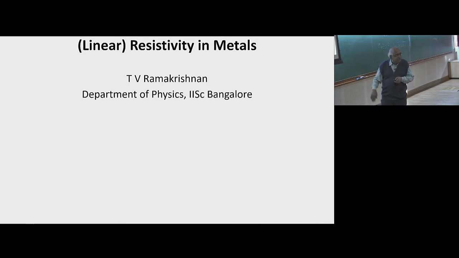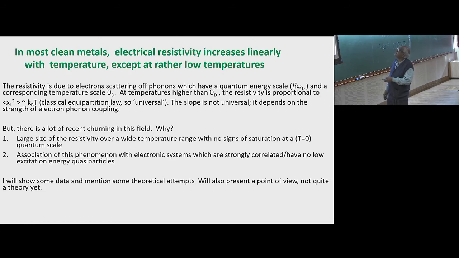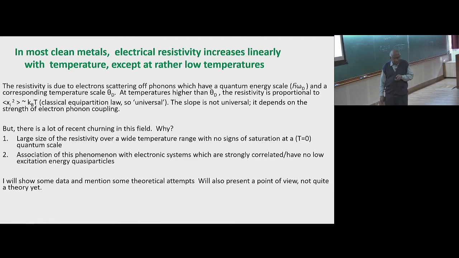So let me start. The first thing I want to say is that linear resistivity is not a rarity. It is actually the most common thing. Except in metals which are dirty, except at very, very low temperatures, the resistivity is linear in temperature. And the theoretically and experimentally best studied example of that is the resistivity of pure metals, in which the resistivity is due to the scattering of phonons by electrons. There are well-defined quasi-particles, electrons, and so on.